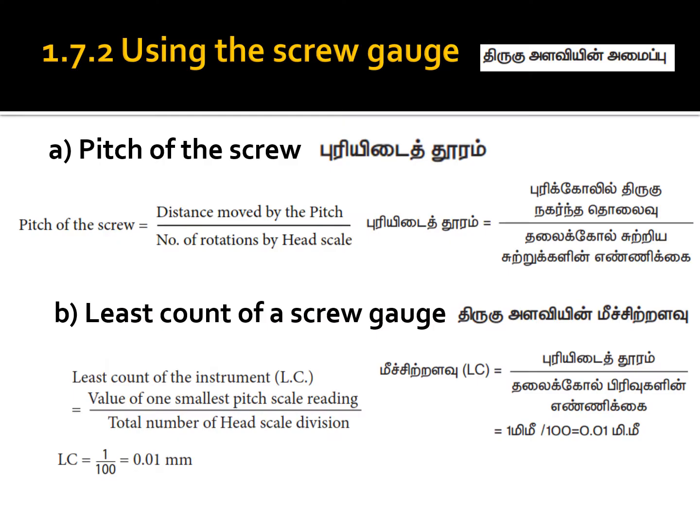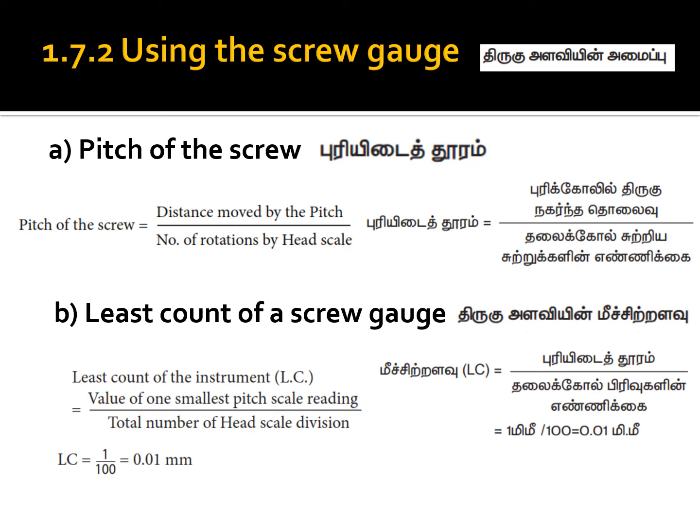Using the screw gauge. The screw gauge works on the principle that when a screw rotates in a nut, the distance moved by the tip of the screw is directly proportional to the number of rotations. Pitch of the screw. The pitch of the screw is the distance moved by the tip of the screw for one complete rotation of the head. It is equal to 1 millimeter in a typical screw gauge. Scale of a screw is equal to the distance moved by the pitch by the number of rotations by the head scale.